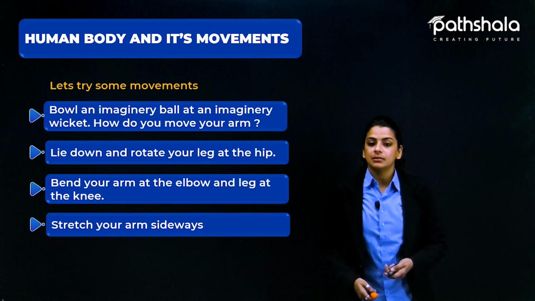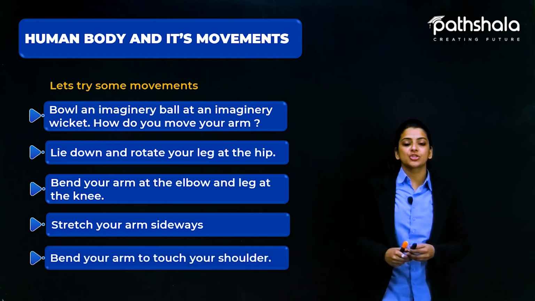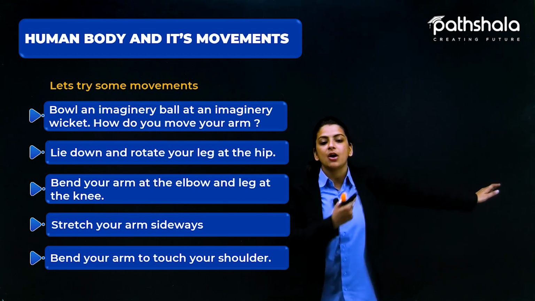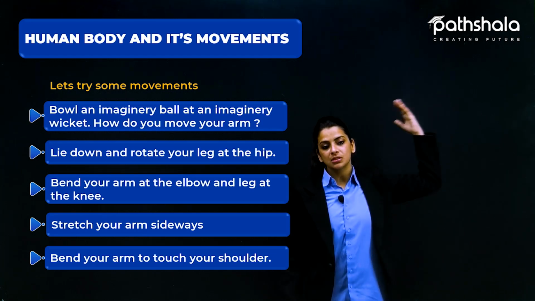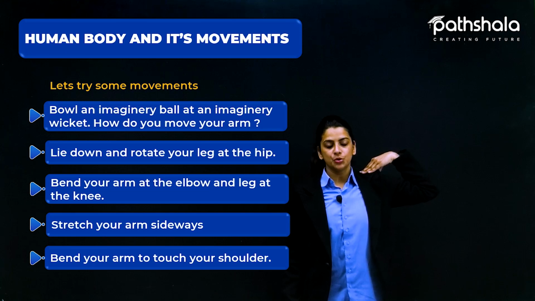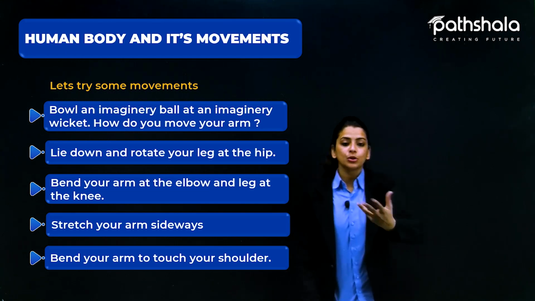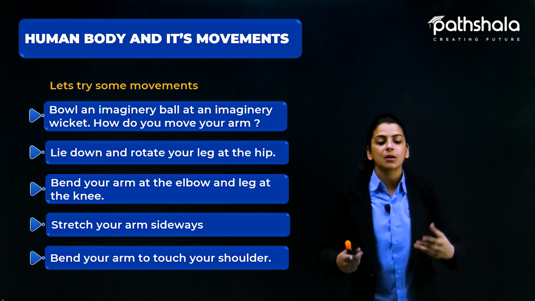So yes. Now next is bend your arm to touch your shoulder. For example, this is my arm straight. Now I have to touch my shoulder. So see, I am now touching my shoulder with my arm bent like this. So I have shown you various kinds of movement that our body does.